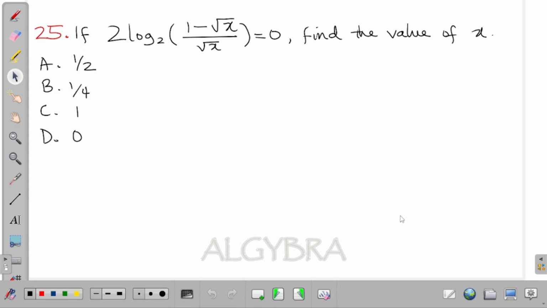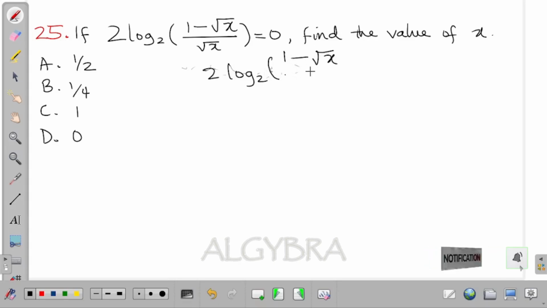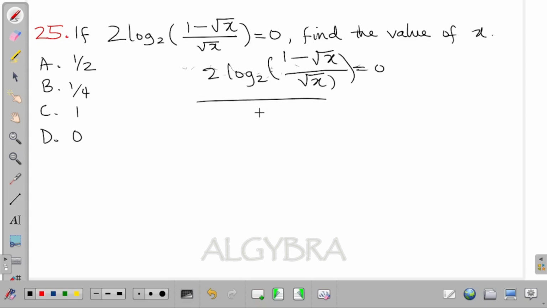Okay, so let's go into solving this question so we're going to know the best option out of the given options. So now we have that 2 log to base 2 of (1 minus square root of x) all over square root of x is equal to 0. So we can first divide both sides by 2, right? The right hand side is also divided by 2. So these 2s can cancel, and 0 over 2 is actually going to be equal to 0.